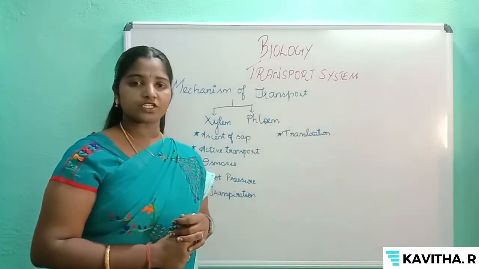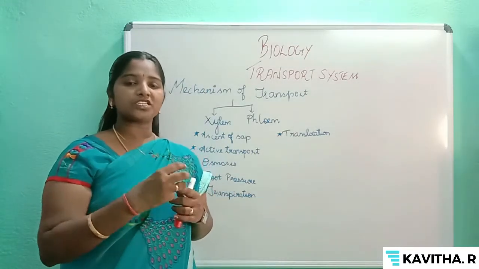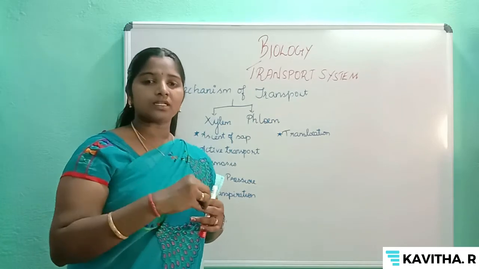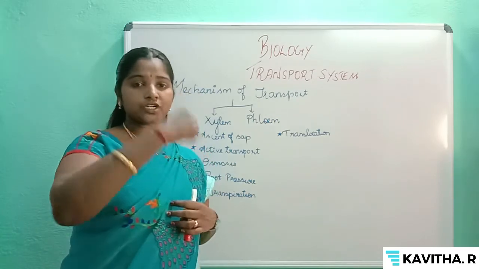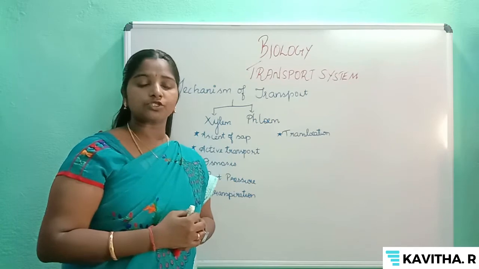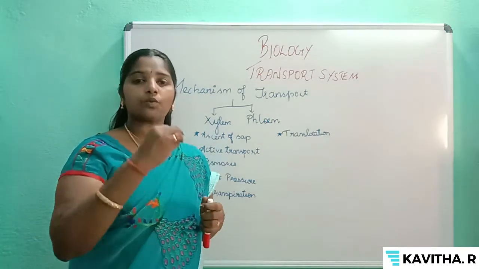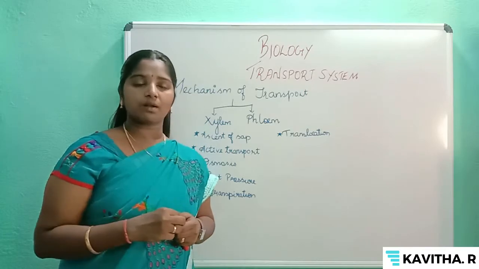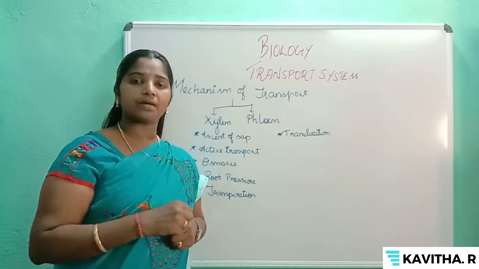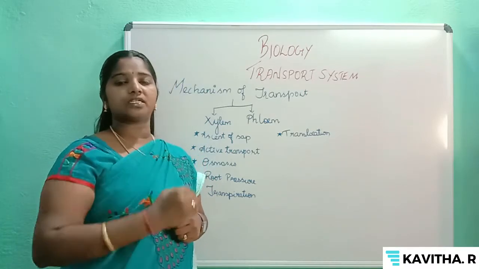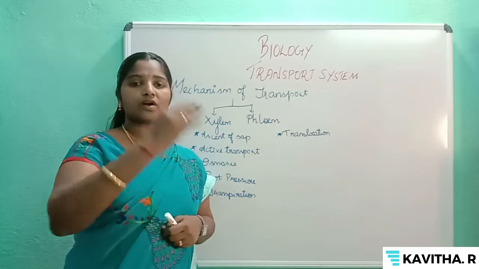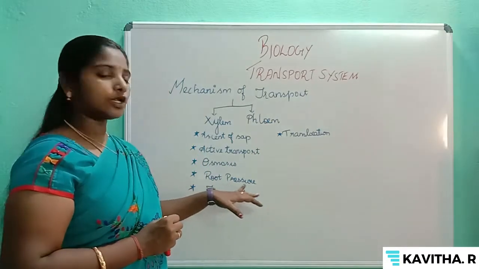What is root pressure? The pressure put on the water for the suction of the water to the aerial parts of the plants is called root pressure. From the root, the water is transported to the aerial parts of the plant. The pressure developed by the root to push the water upwards is called root pressure.